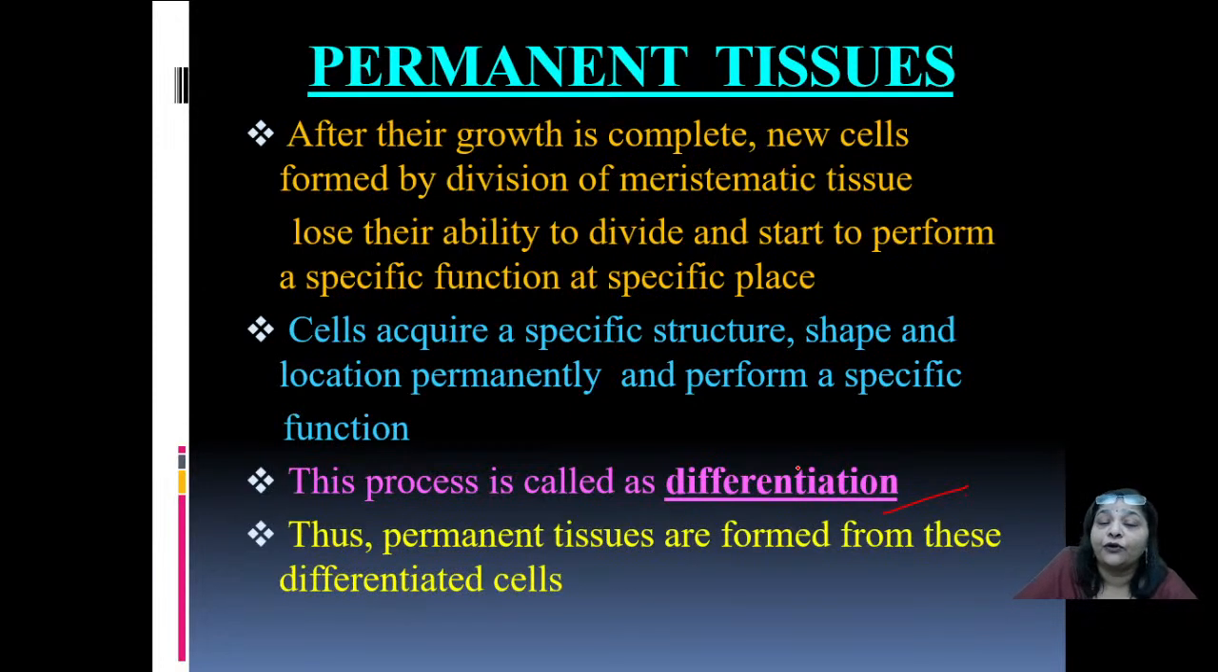So the differentiation process takes place in the new cells that are formed after cell division in the meristematic tissues. Because these tissues attain a permanent location, and specific shape, size and structure for specific function, they are called permanent tissues. Those permanent tissues are formed from these differentiated cells.